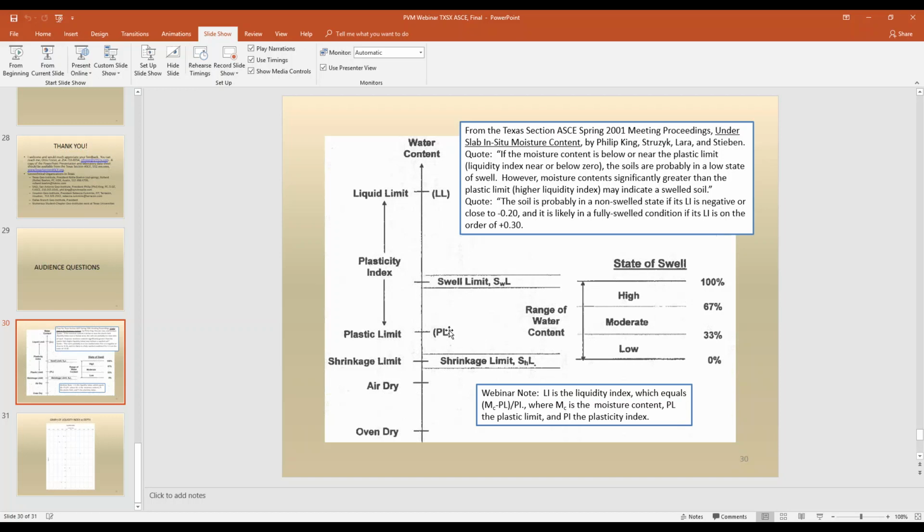So when we're running the pressure swell tests and starting them at a lower value than the plastic limit, they're going to show more movement potential than the PVR method might, which starts at about the plastic limit.